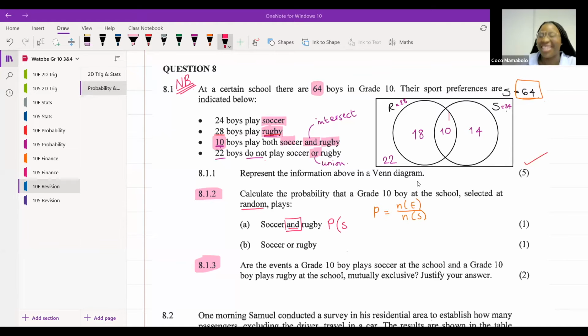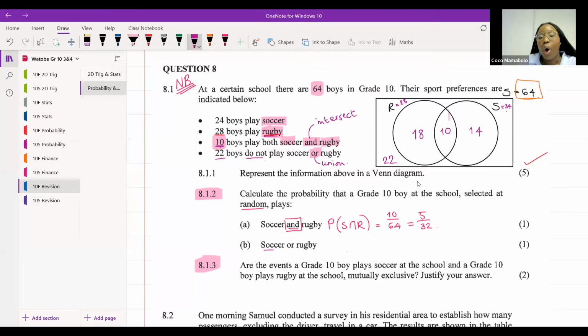Correct, it's the intersection. Yes, the soccer intersection with rugby, the sad rainbow. So what is the probability that we choose soccer and rugby? What is the intersection? 10/64. Correct, 10/64, but we must always simplify. It simplifies to 5/32. Beautifully done, that's it, 5/32. Wonderful, we're off to an amazing start.